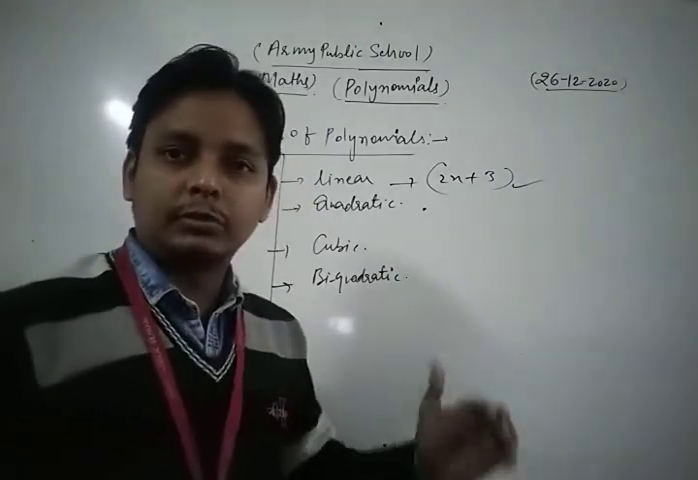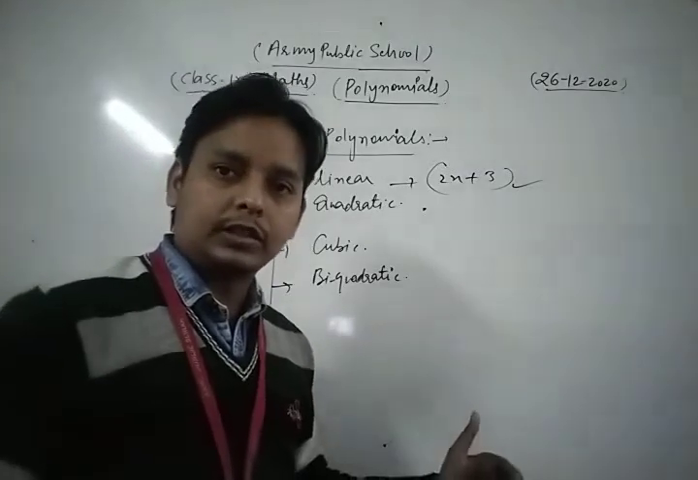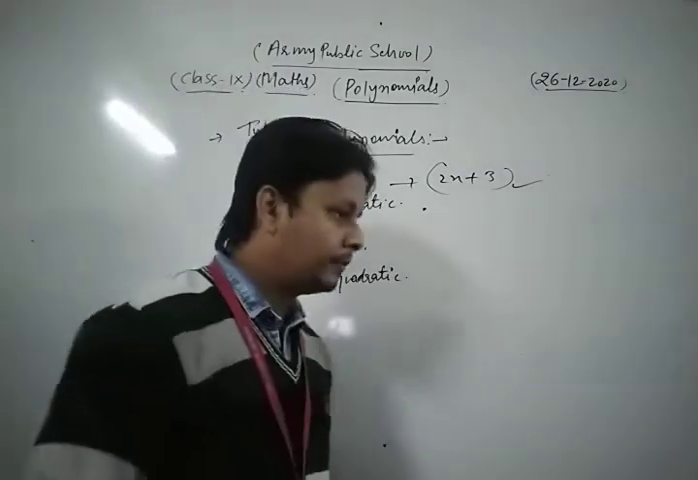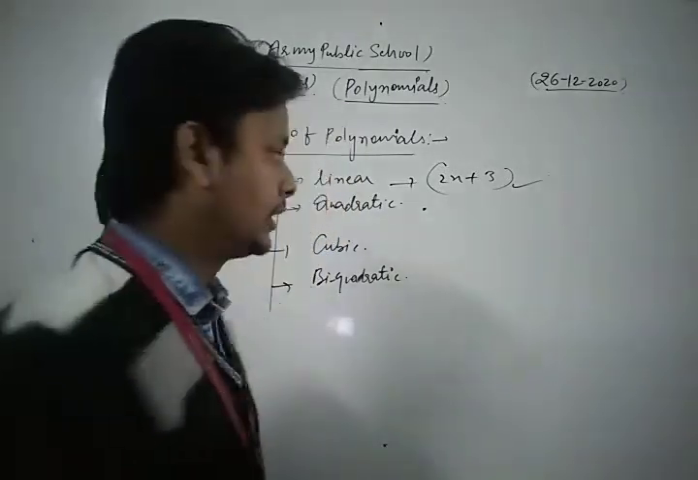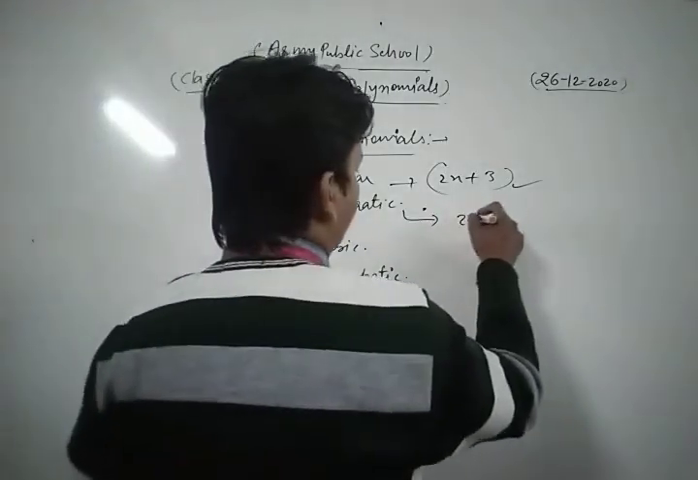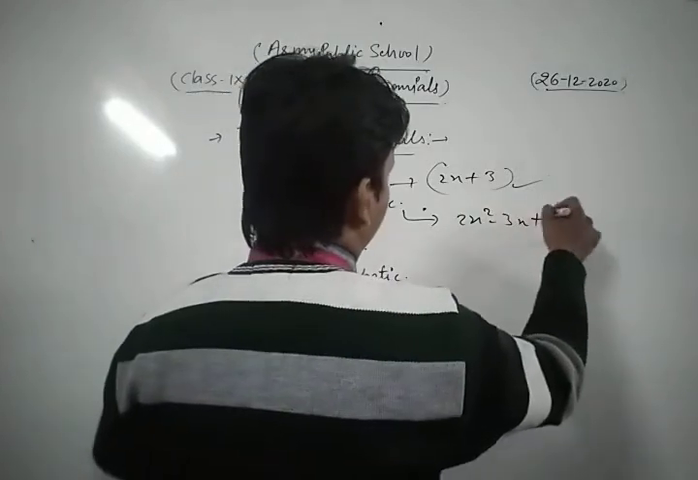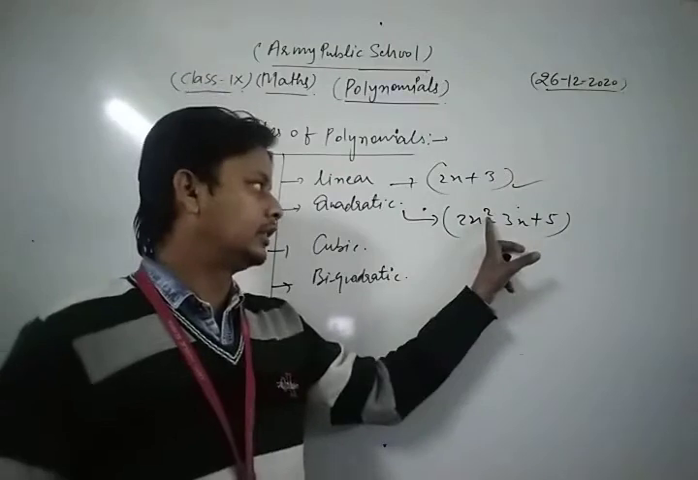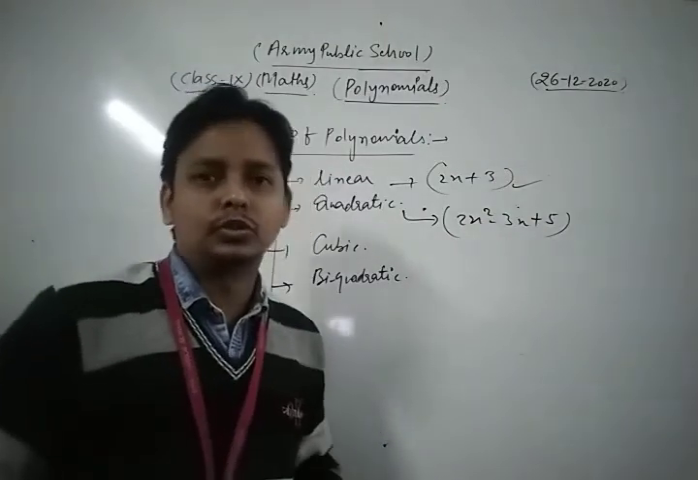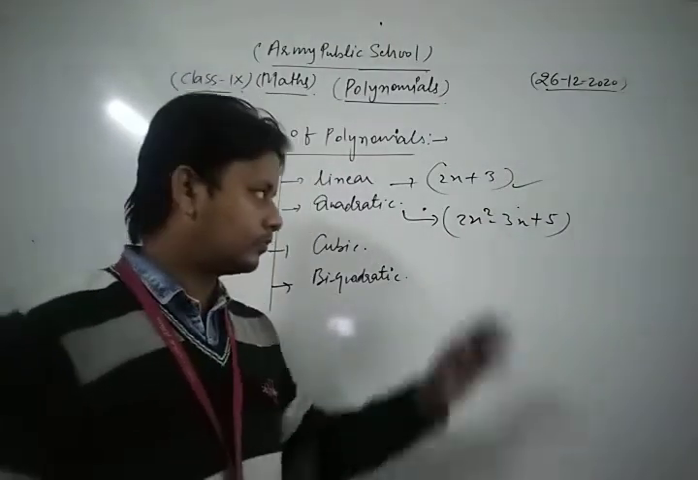Similarly, we discuss the quadratic. What is the concept of a quadratic polynomial? It is a polynomial of degree 2. A polynomial of degree 2 is known as quadratic. In this way, if we write 2x square minus 3x plus 5, this is a quadratic polynomial because here the highest power of the variable is 2. So it is said to be quadratic.